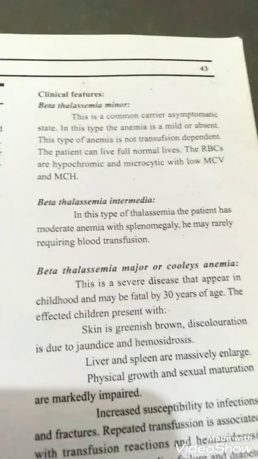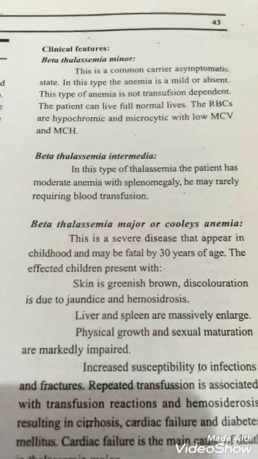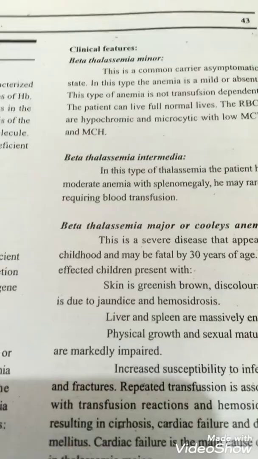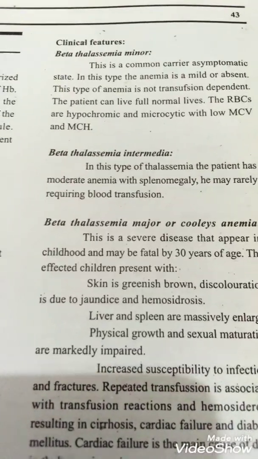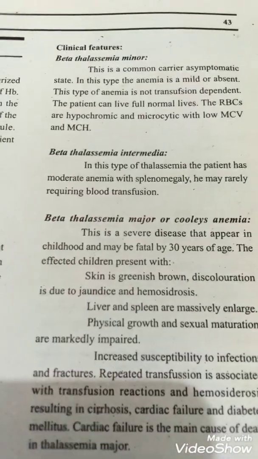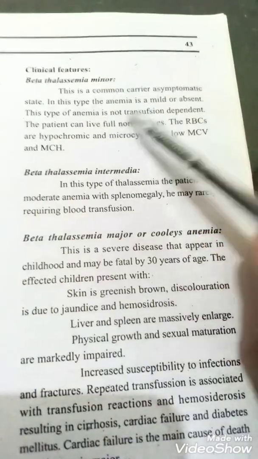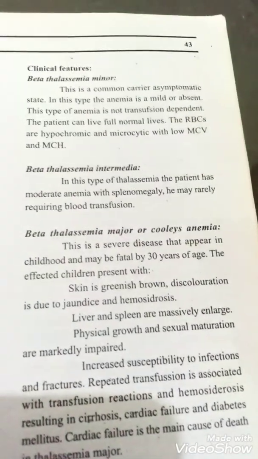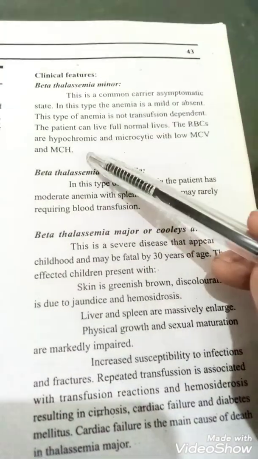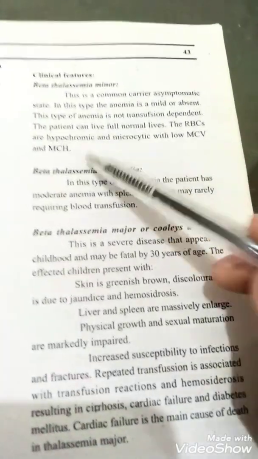So it is a normal condition of beta thalassemia. It is at the minor level. The patient can survive or live a normal life. So there is no need of blood transfusion. So it is not transfusion dependent. Okay, the RBCs are hypochromic and microcytic with low MCV and MCH.